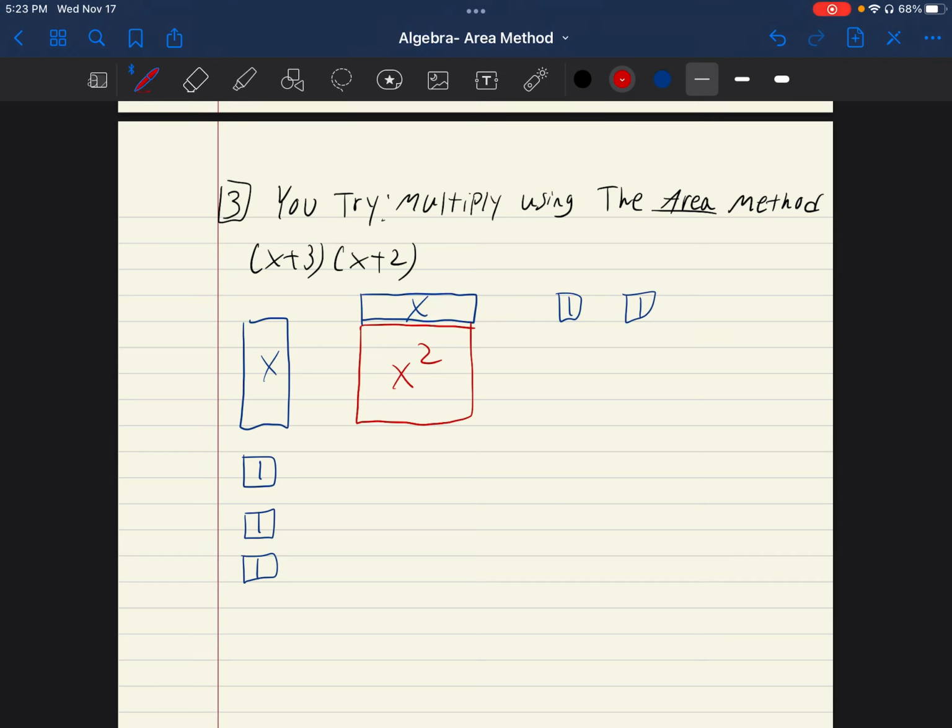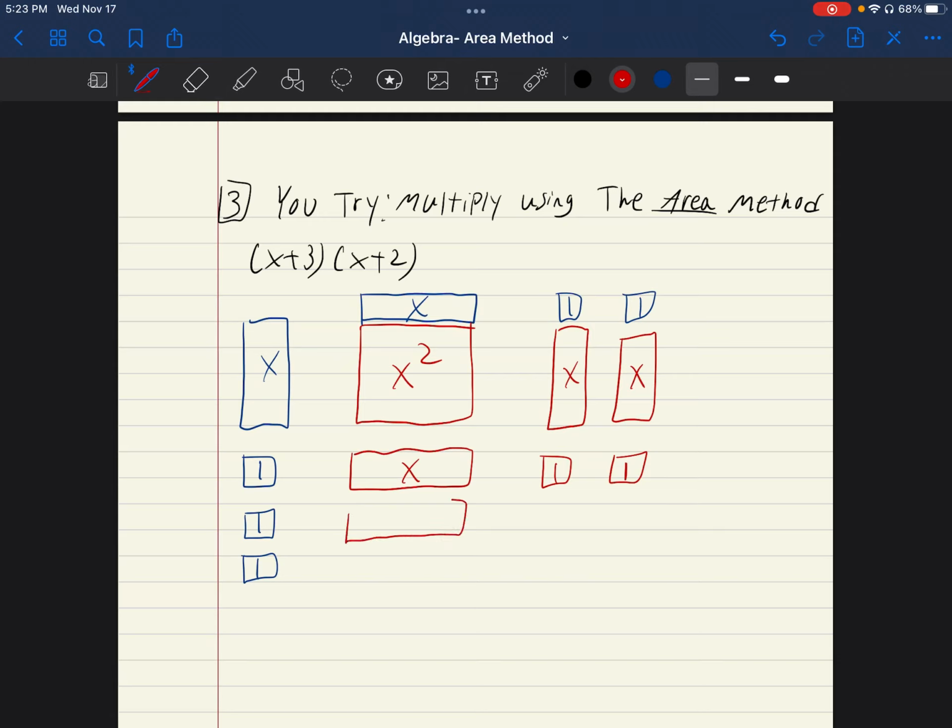Now x times 1 gives us x. And x times 1 will be x. Now we go towards a 1. So 1 times x will just be x. 1 times 1 will be 1. And 1 times 1 will be 1. So it'll be sort of the same for each one. X will be one block and then one more. And then again with the 1x, one block and then one more block.